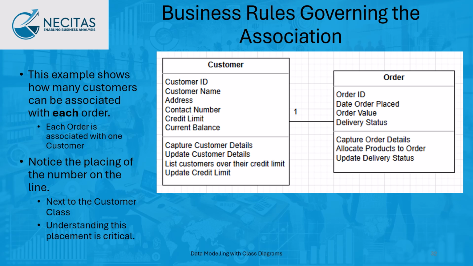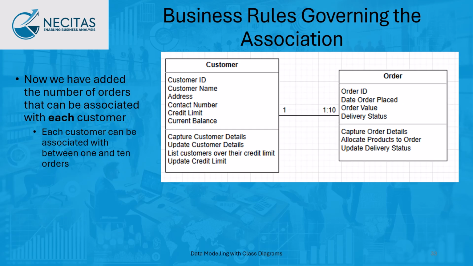Although it's possible to have an exact number, as in this example, this is quite rare. It is much more common to see a range of numbers. In this somewhat unrealistic example, we can see that a range of numbers has been added to the line next to the order class. This specifies how many orders can be associated with each customer. This specifies that a minimum of 1 order and a maximum of 10 orders can be associated with each customer.